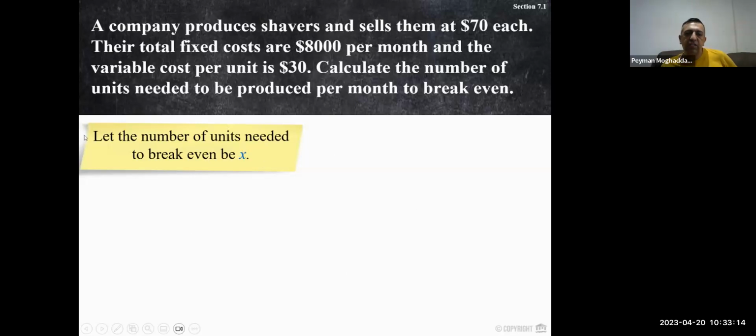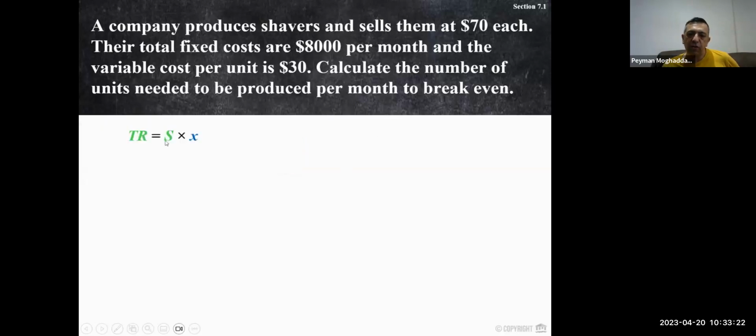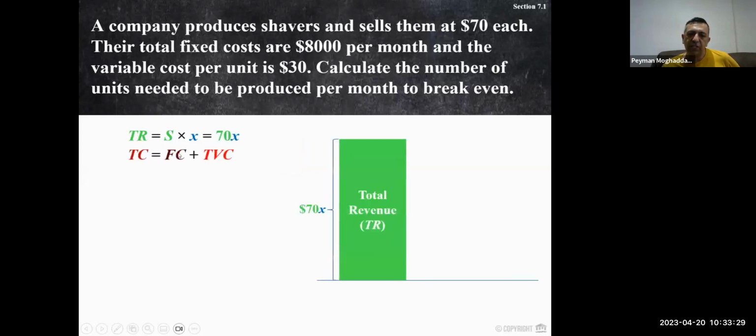Let's basically presume the number of units that we sold is X. So what's the total revenue? Total revenue is going to be selling price multiplied by X, so it's going to be 70X. And total cost is going to be fixed cost, which in this case is $8,000, plus total variable cost, which is variable cost multiplied by X. Variable cost in this case is 30, okay?